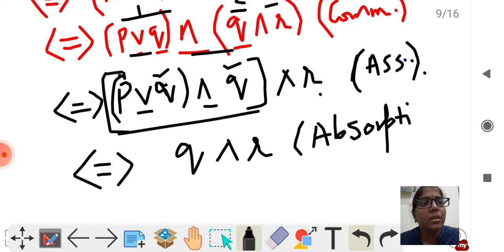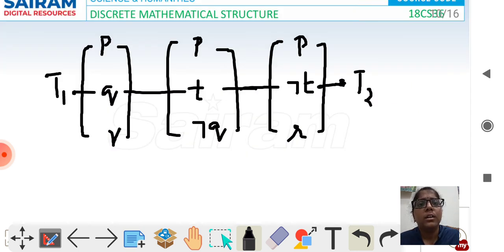Okay. So you have to use the laws. Wherever it is necessary, you have to identify and use the laws to simplify the compound statement. Okay. So next one is, if we are having a network, that is a switching network.